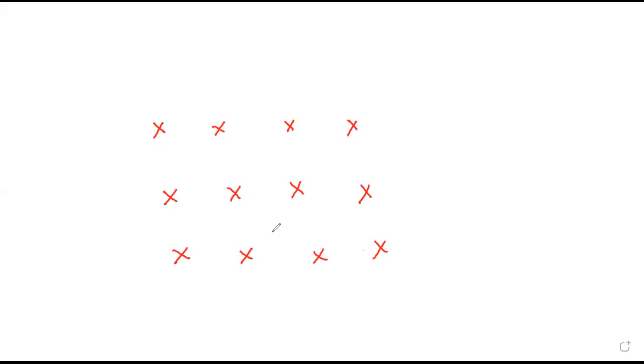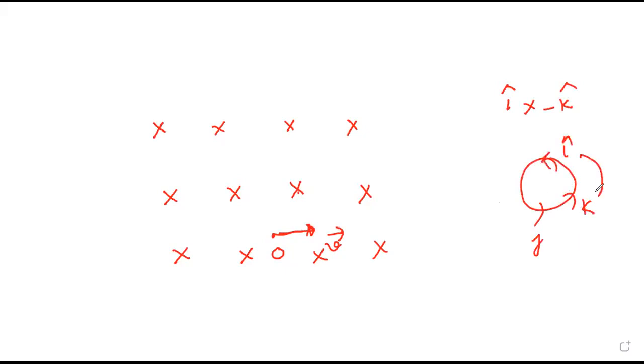So if this is one point O, a particle enters this way with velocity v bar. The field acting is inward. So can I say V is along I cap? Right means I cap. Into, this is inward, so minus K cap. What is I cross K? It is minus J. Clockwise, minus J. So minus minus will become plus J.